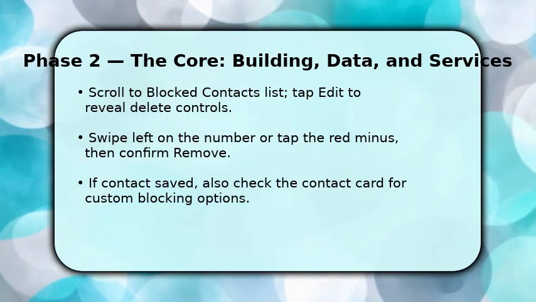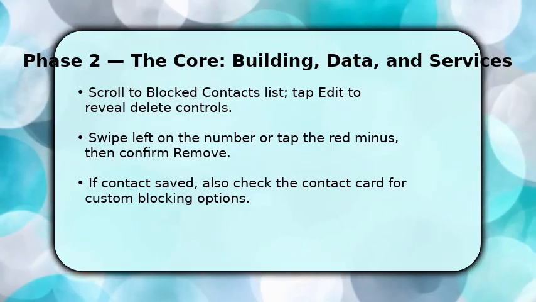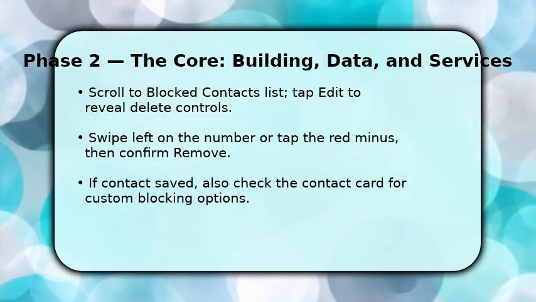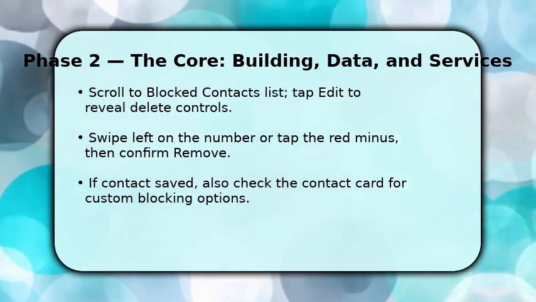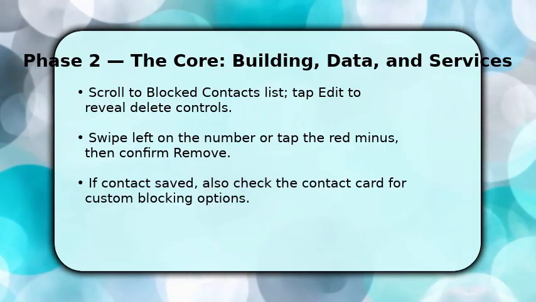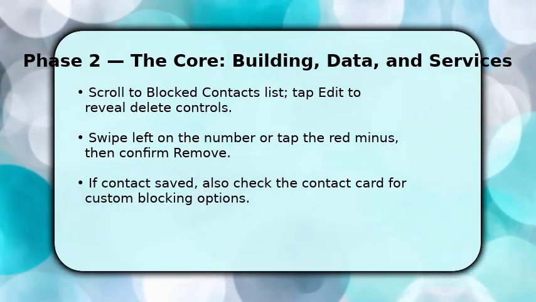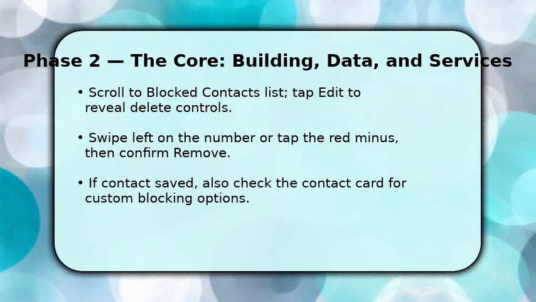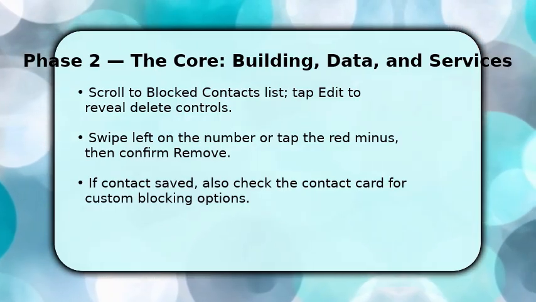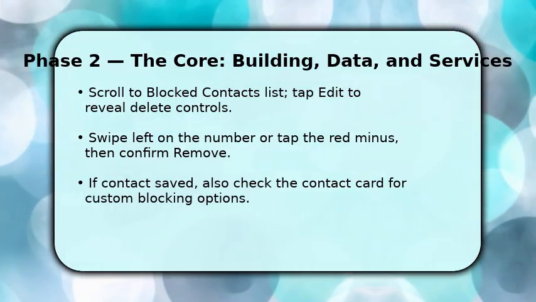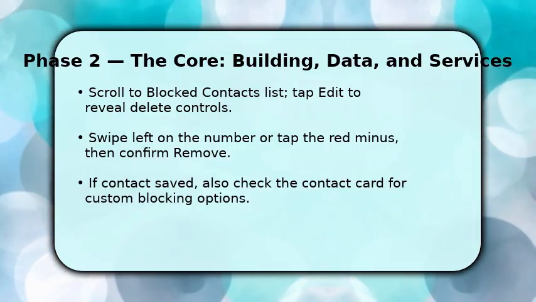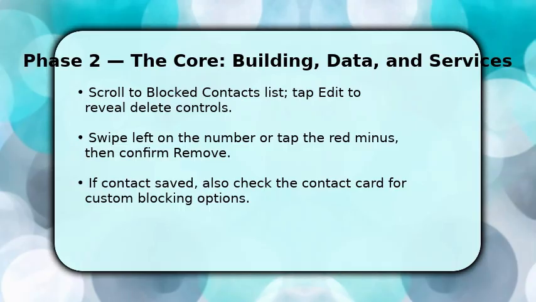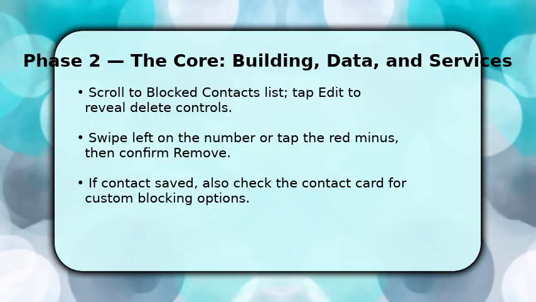Once in the blocked contacts list, scroll to find the number or name you want to restore. Tap Edit to reveal red delete controls, or simply swipe left on the entry. Both actions remove the block, then confirm remove. If the entry is a saved contact, double-check the contact card in Phone or Contacts for Do Not Disturb or other silencing options. Make sure to exit settings after removal so the system updates. This ensures calls and messages will start coming through.